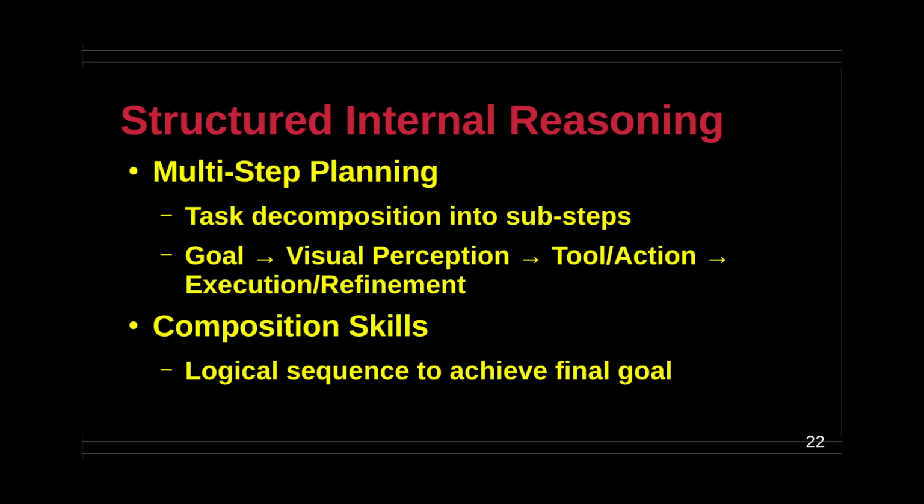This feature is crucial for complex agent planning because it enables multi-step planning. The model breaks down a high-level task into necessary sub-steps before acting. For an agent, this translates to goal, step 1, which is visual perception, step 2, tool and action selection, and then step 3, which is execution and refinement.